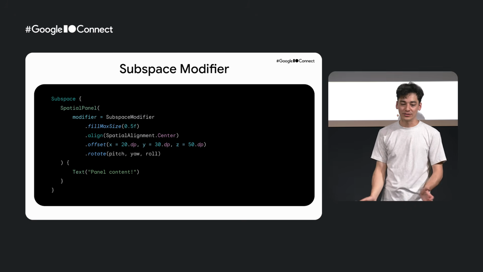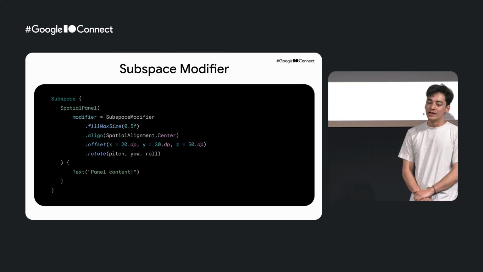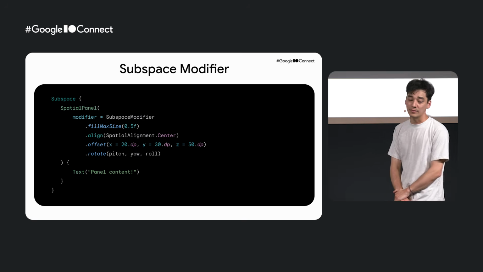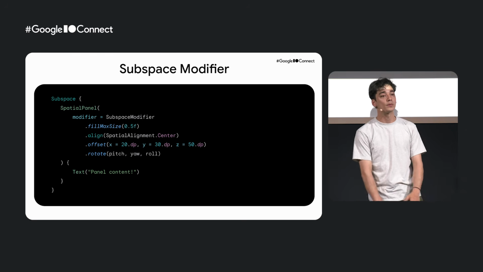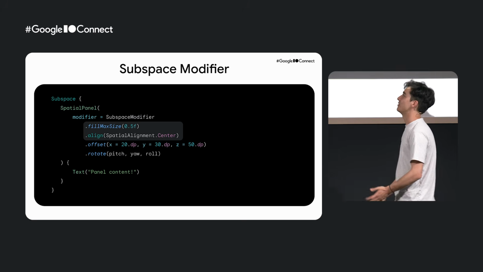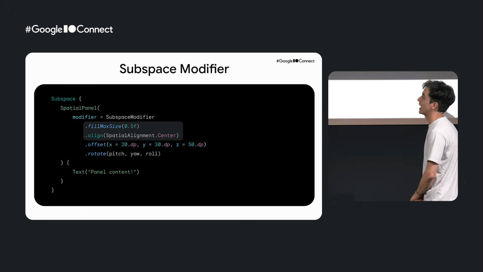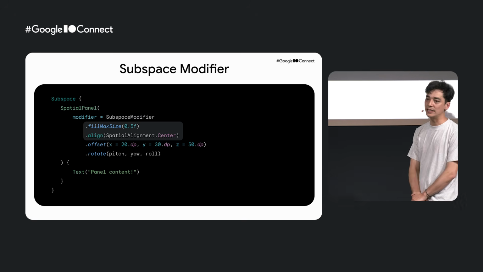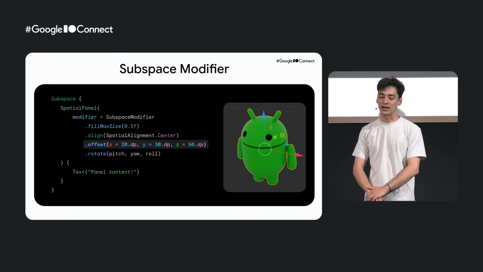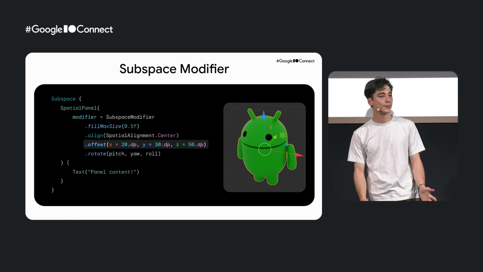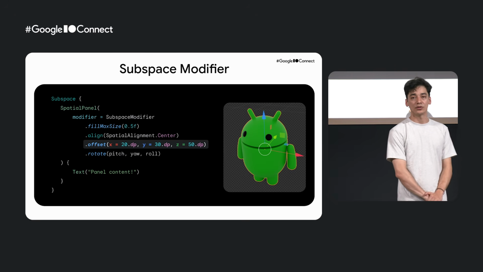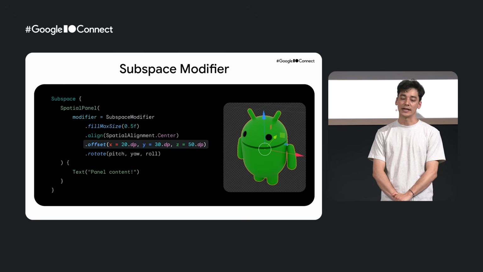And if you know Compose, you know modifiers. Subspace modifiers are really similar, but they're aware of 3D spaces and only work on subspace composables. Some of the ones that you see here are really familiar, like fill max size and alignment. So these you'll know from 2D Compose. But we've also got some special subspace modifiers as well, like this one, which is offset. Offset moves subspace composables in 3D along the 3 principal axes, X, Y, and Z.